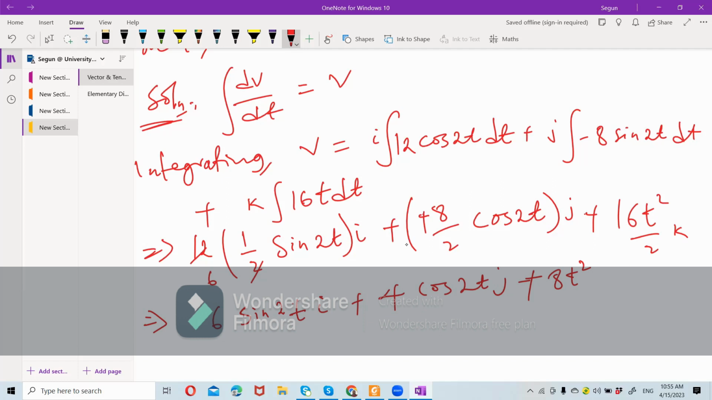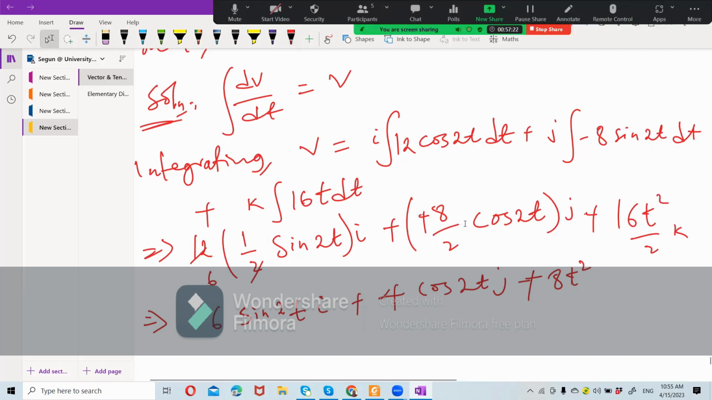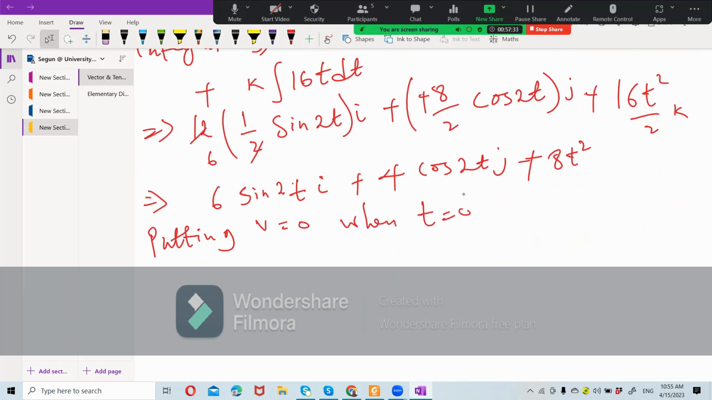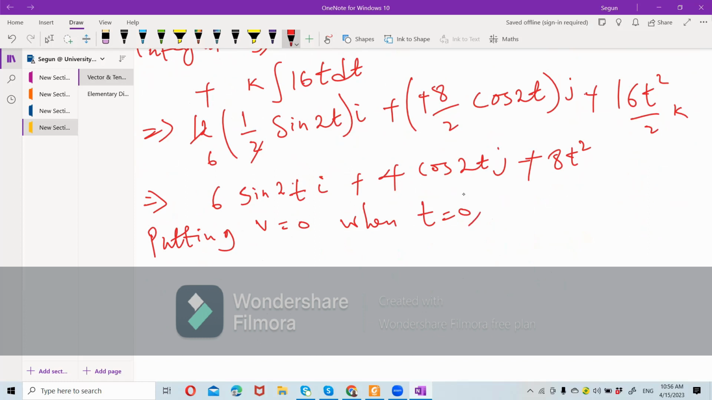Now they said v is 0 at the initial stage, so what do we have? Putting v equals 0 when t equals 0, we find, don't forget this is equal to v, we find 0 equals.